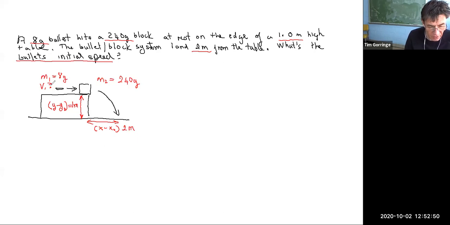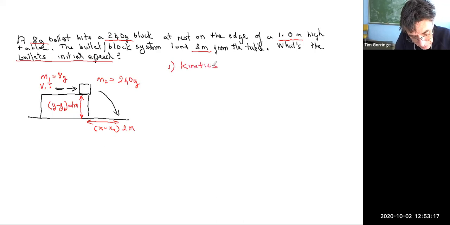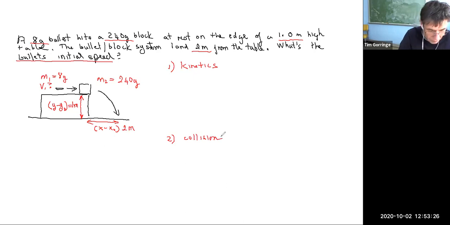And then the second step, once we know the speed of the block with the bullet stuck in it at the top edge of the table, we'll apply momentum conservation to the collision of the bullet with the block to find the initial speed of the bullet. So we've got 2 parts to this, basically. 1, kinematics, and 2, collision. So let's go through these 2 parts.